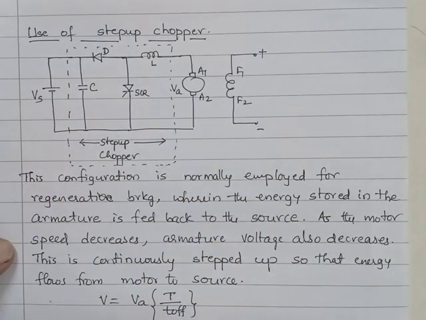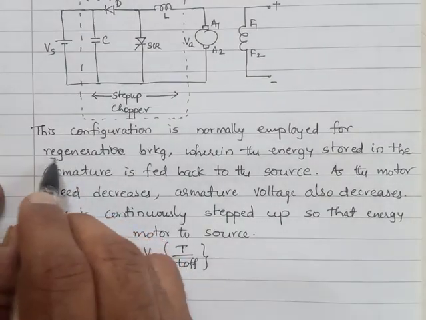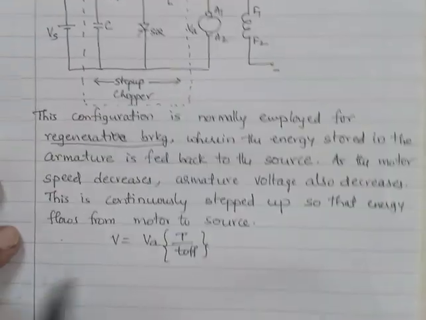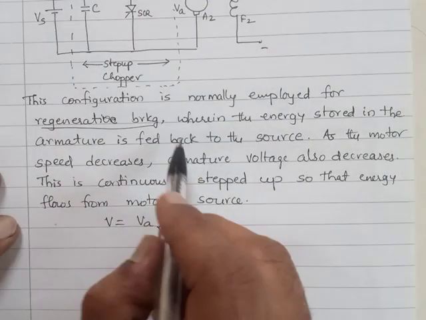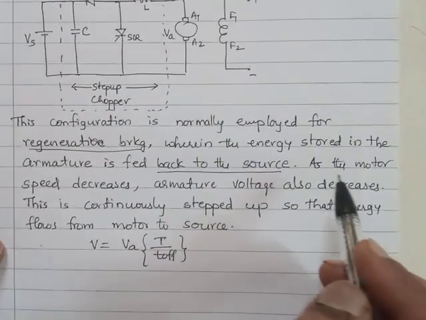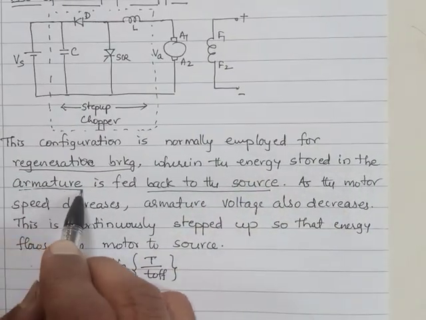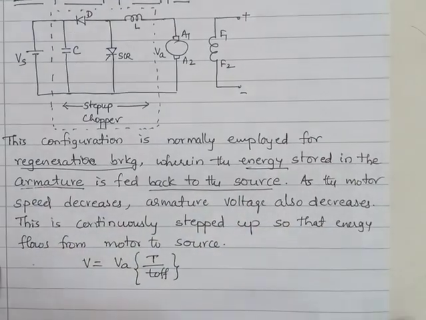So step up chopper is typically employed where? It is employed in regenerative braking. For what purpose? To feed the energy back to the source. What energy? Energy stored in the armature. Energy stored in the armature is fed back.